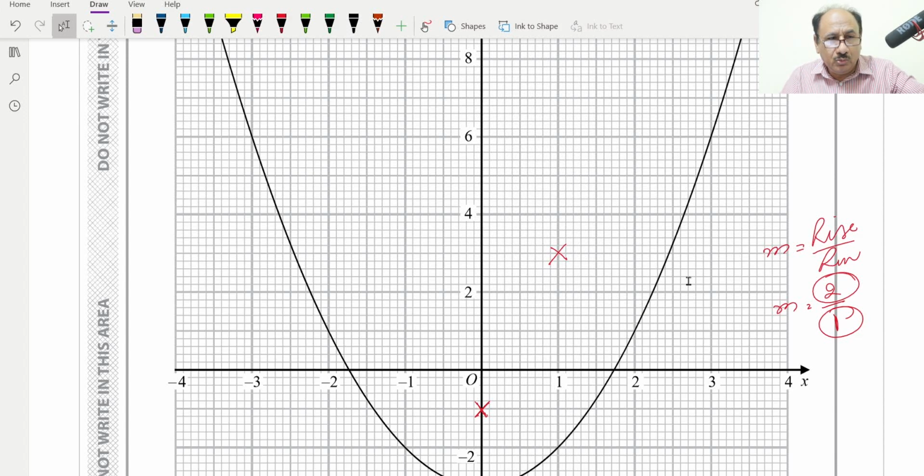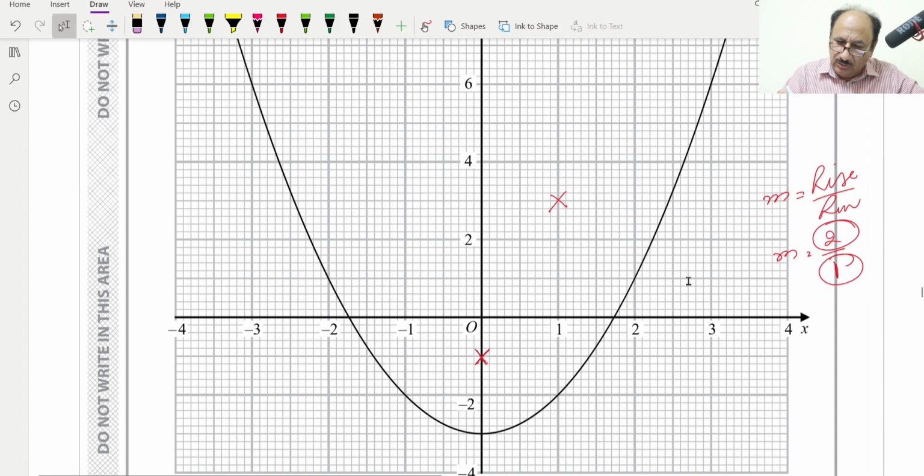Basically 2 units will be up to this point, so it's 1 unit and 2 units over here, 2 units here and 1 unit this one. So our final point will be this one. Again I'll explain: 2 units will be up to this point and 1 unit will be to this section, so we will reach over here.